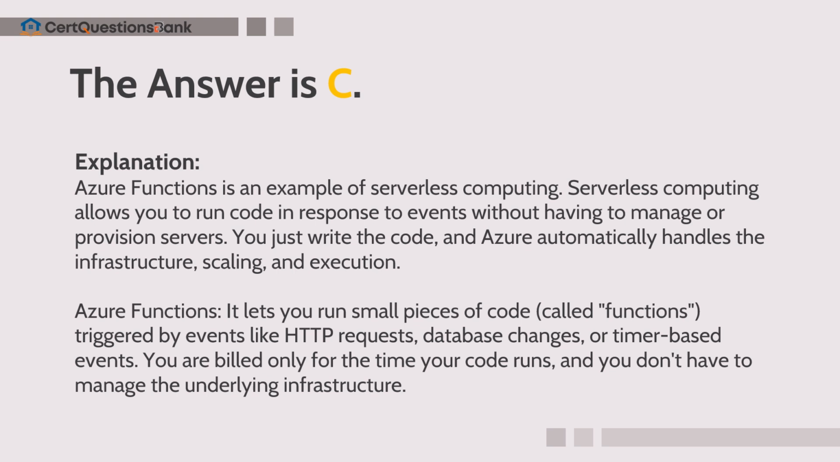Azure Functions lets you run small pieces of code, called functions, triggered by events like HTTP requests, database changes, or timer-based events. You are billed only for the time your code runs, and you don't have to manage the underlying infrastructure.